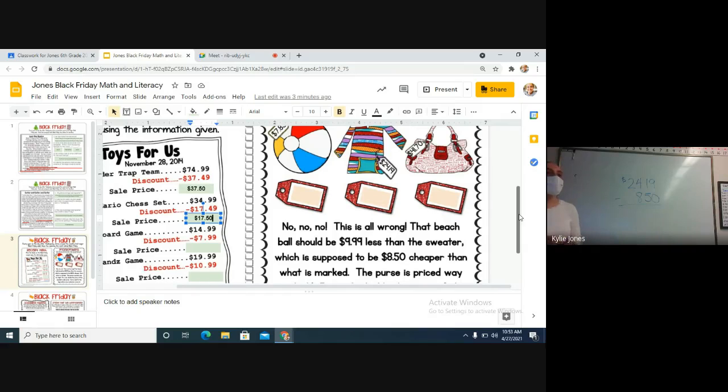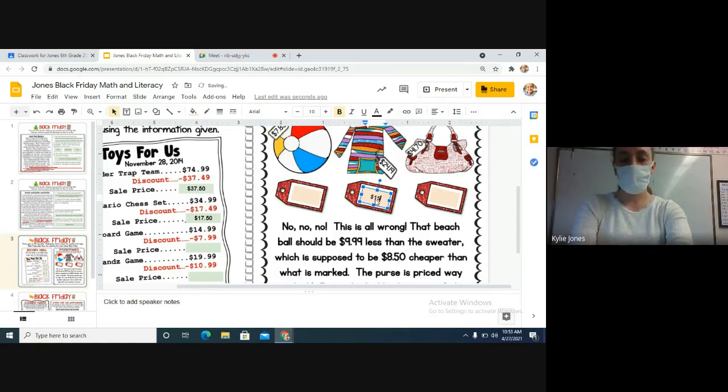All right, Jada, walk me through it. Right, minus 0 is 9. Okay. Okay, I got it. So, yeah, good job. All right. So instead of $24.19, the sweater is $15.69. So now, based on our sweater price, we can solve for the beach ball and for the purse.